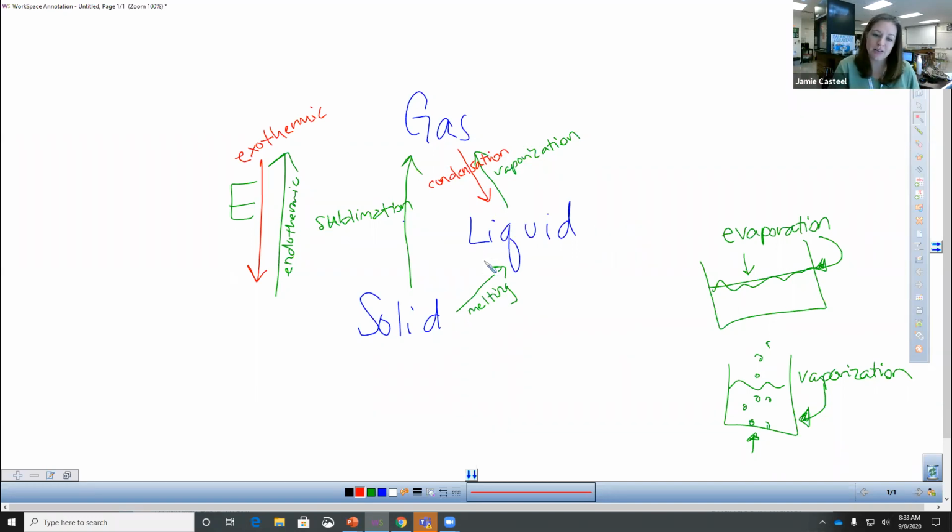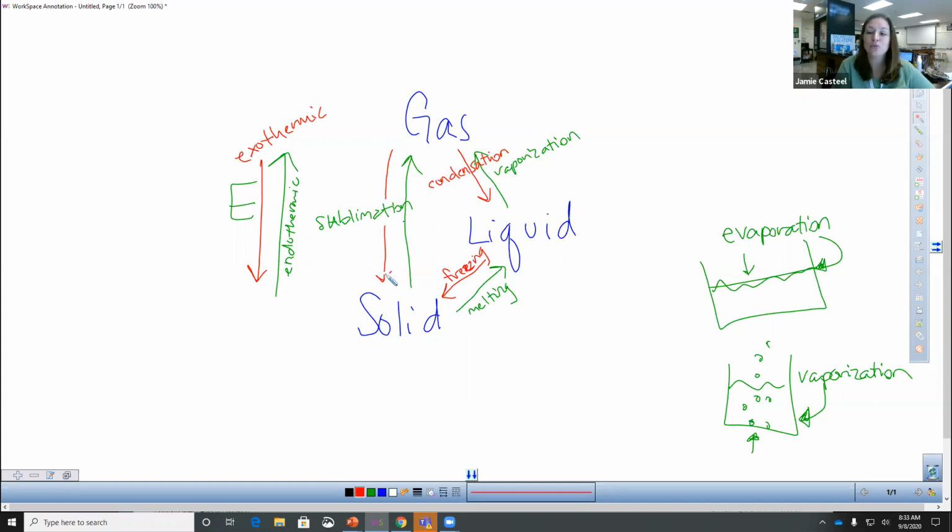So let's go back down again. If liquid goes to solid, that is called freezing. Hopefully you can spell freezing better than I can. So as it loses enough energy from the liquid particles, they stop moving as often and they become stuck in a solid formation. So that is called freezing, and it's a loss of energy.